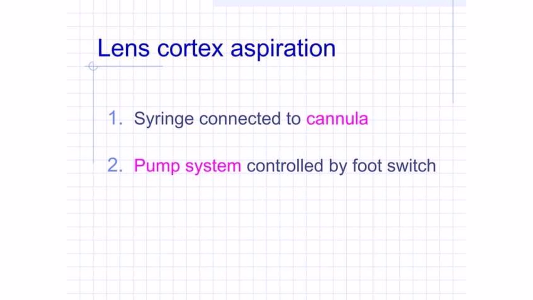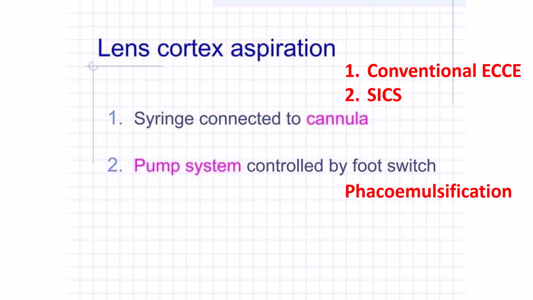Once the nucleus has been removed, the peripheral cortex remains, which is soft and fluffy and can simply be aspirated. So there is irrigation and there is aspiration. Two things are happening simultaneously. Again, it can be done manually with the help of a Simcoe cannula, or it can be done by a pump system.